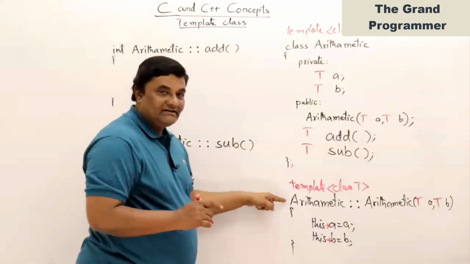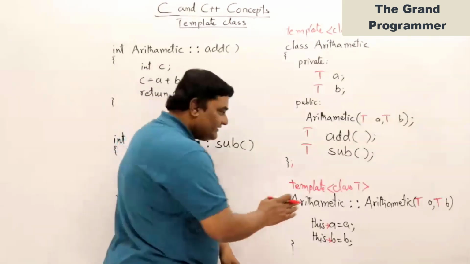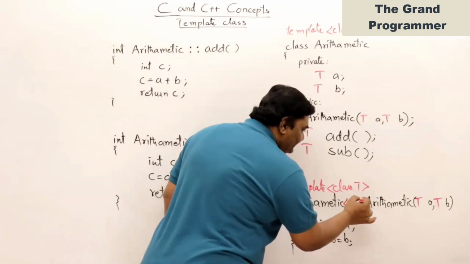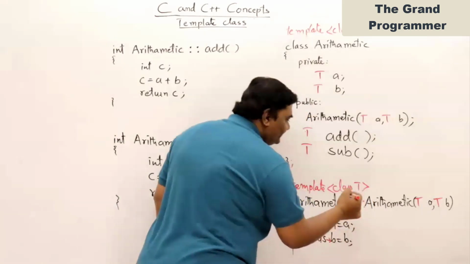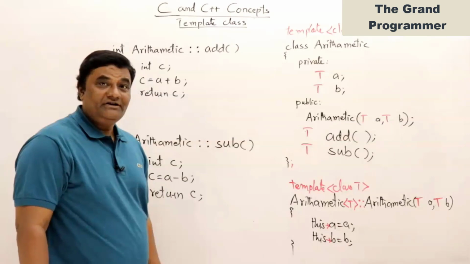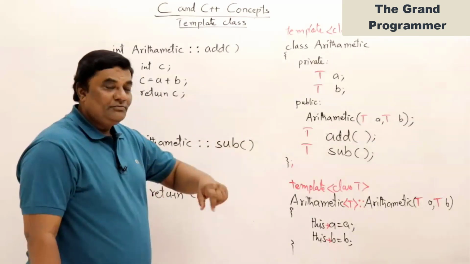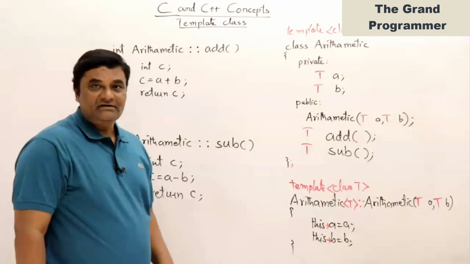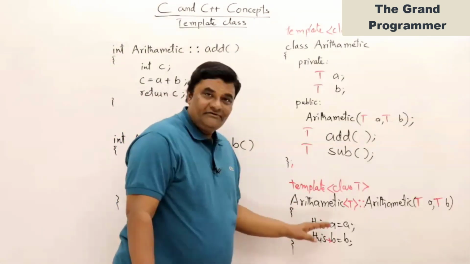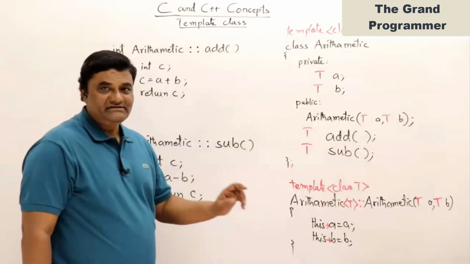Here I am using the class name as a part of scope resolution. So here I should write down T in brackets, then write scope resolution. This is the change you have to do. Everywhere, wherever you are using that class name, you must pass a template parameter, otherwise you pass a data type. Then inside the function, there are no more changes at all.